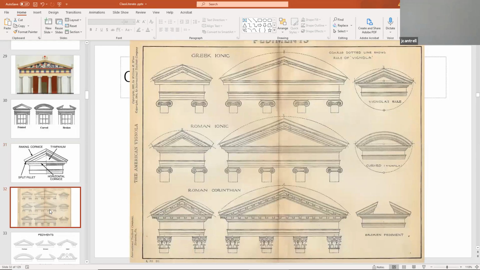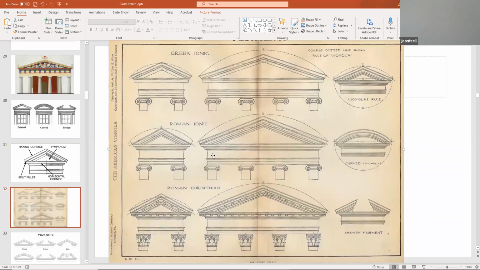Here's an interesting diagram from one of the plates showing the pediments from Greek Ionic, Roman Ionic, which we talked about earlier, and then Roman Corinthian. The curve is actually a geometric way of drawing and proportioning the actual pediment. Now, the broken pediment on the right is predominantly from the Mannerist or Baroque period, and was reintroduced in American architecture during Georgian architecture and early colonial architecture.